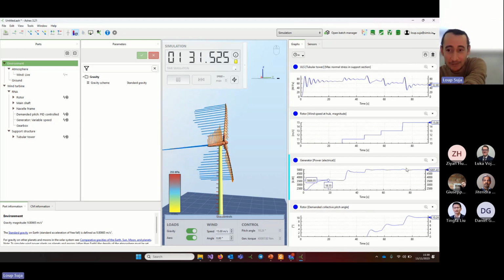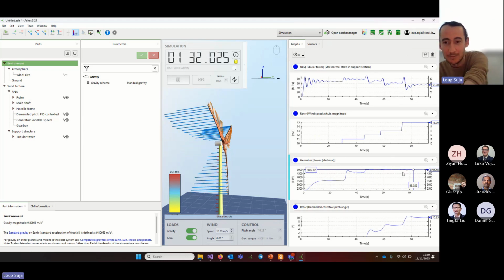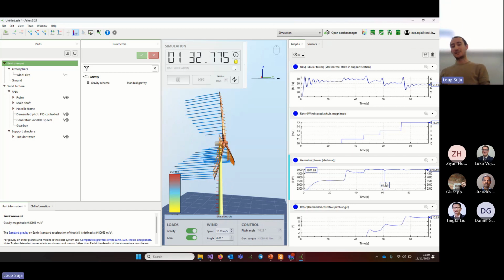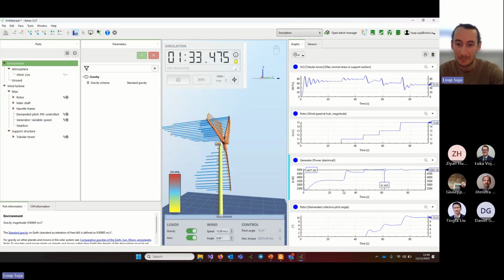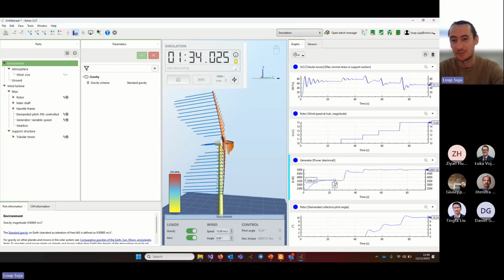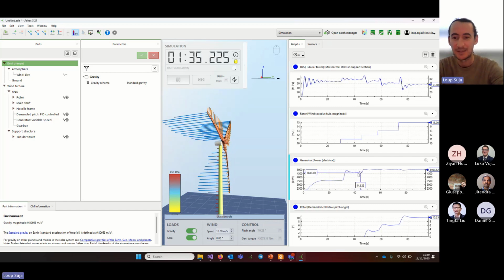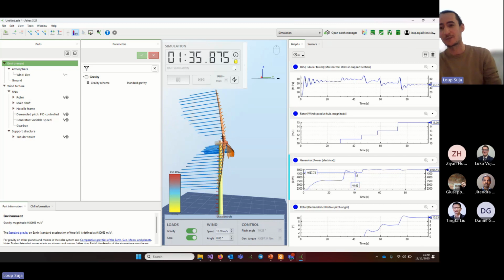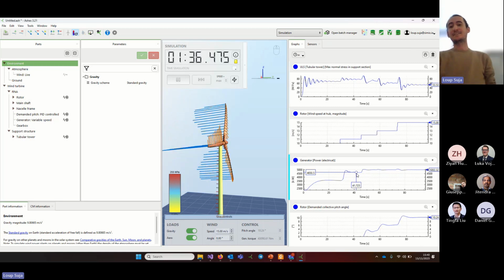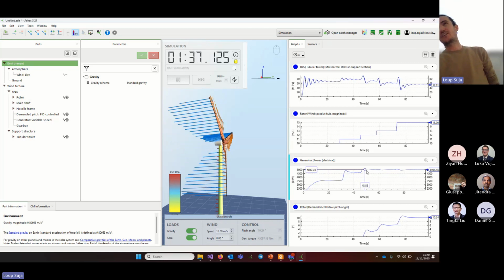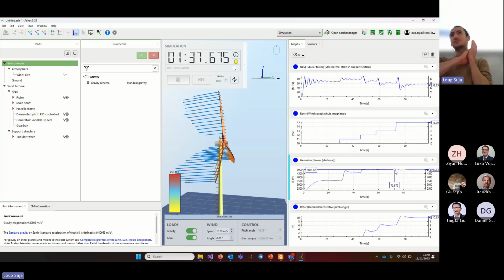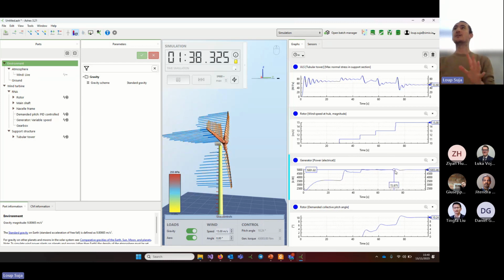So let's have a look at the graph first, at the power first. You can see that we were at 10 meters per second, and then my wind turbine was producing 3.5 megawatts. We increased to 11 meters per second, and then we were producing 4 and something, 4.5. And then when we increased, we reached 5 megawatts. And then it stays constant at 5 megawatts from then on.